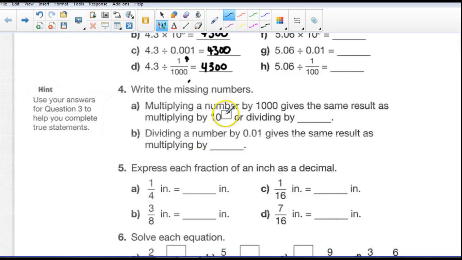Write the missing numbers. Now this is kind of in conclusion here, to follow the principle that's up here. Multiplying a number by 1,000 gives the same result as multiplying by 10 cubed, or dividing by 0.001. And you can see that's why we have all the same answers up above here, 4,300. Dividing a number by 0.01 gives the same result as multiplying by 10 squared, or 100. Okay?